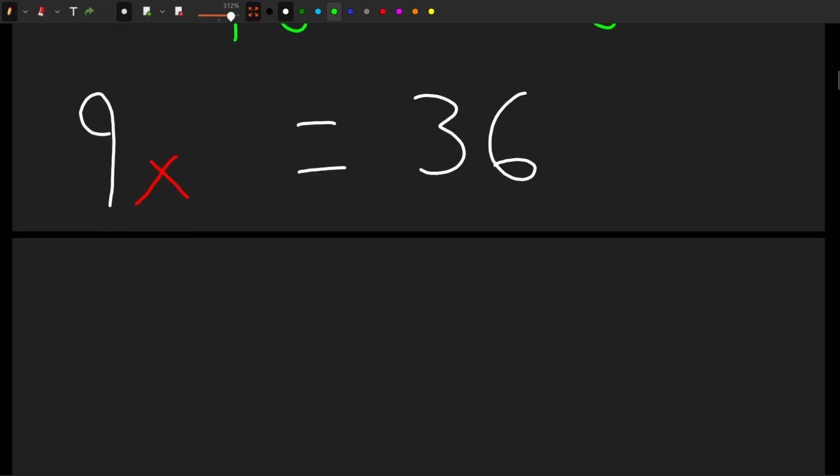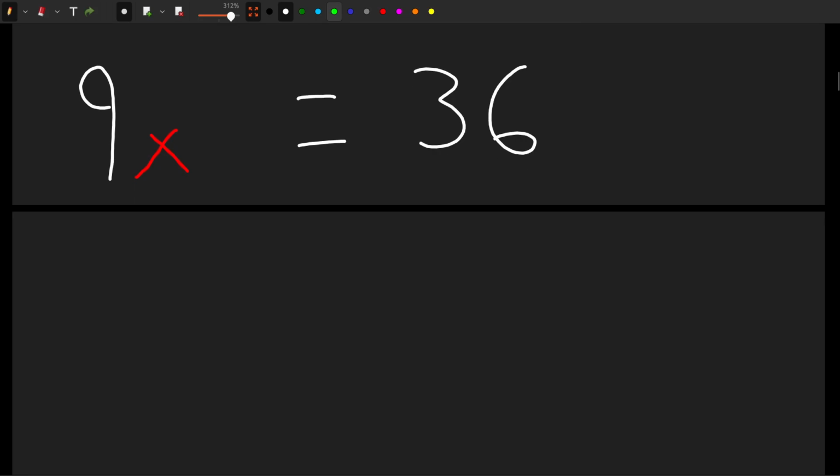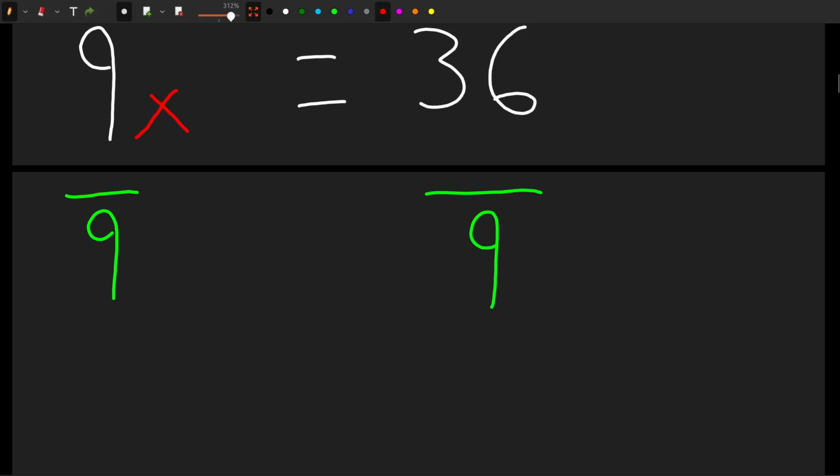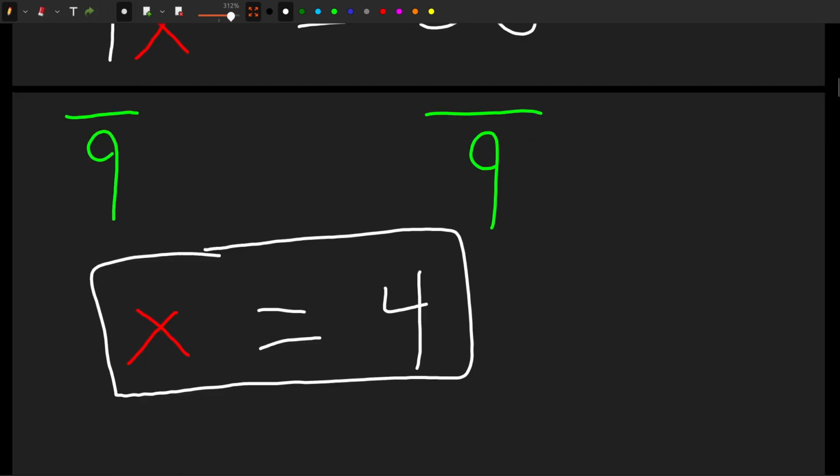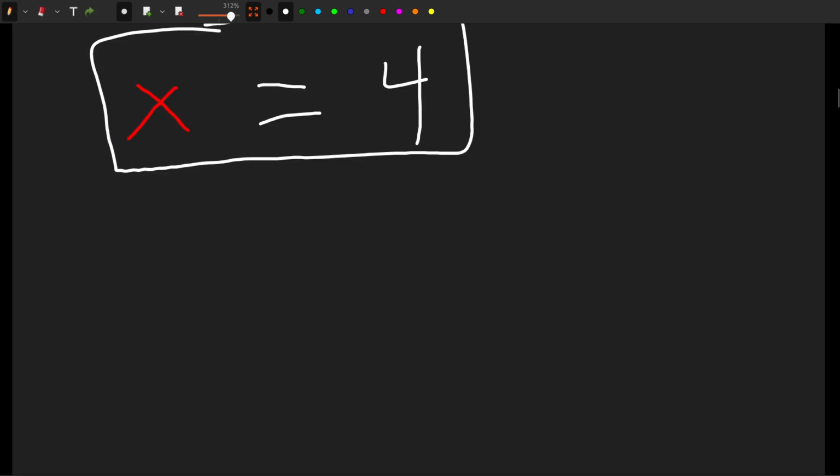All right. Step number 4. Now I have a coefficient in front of my x, which is 9. And so now I need to divide both sides by 9. And so I will be left with x on my left-hand side, and on my right-hand side, 36 divided by 9 is 4. And so that's the answer I have, but I need to make sure that it actually works for my solution. So step number 5 now is you need to check your solution.